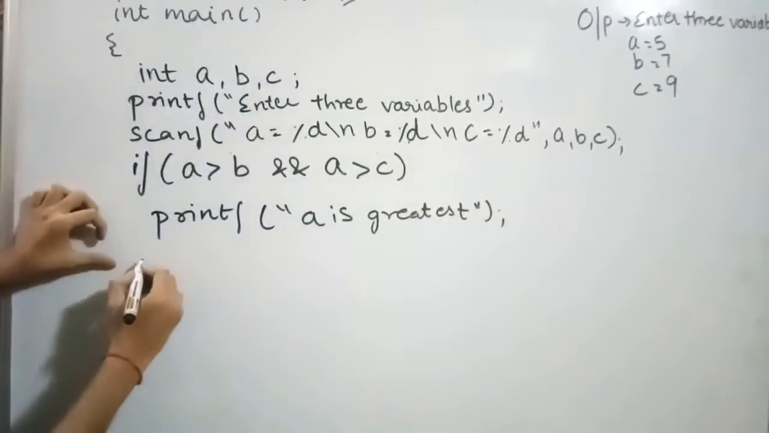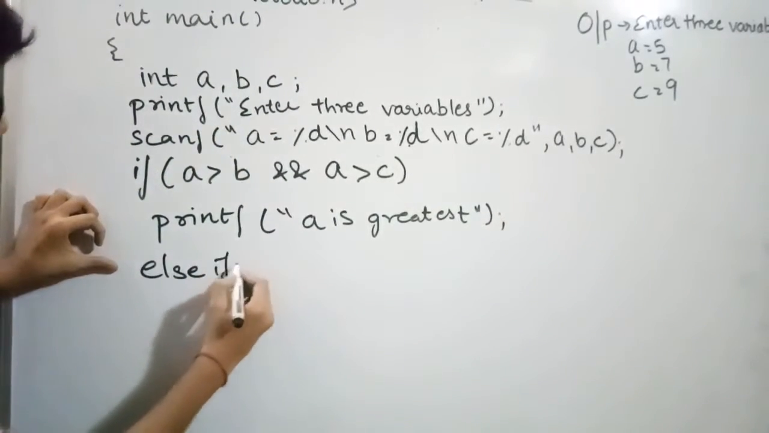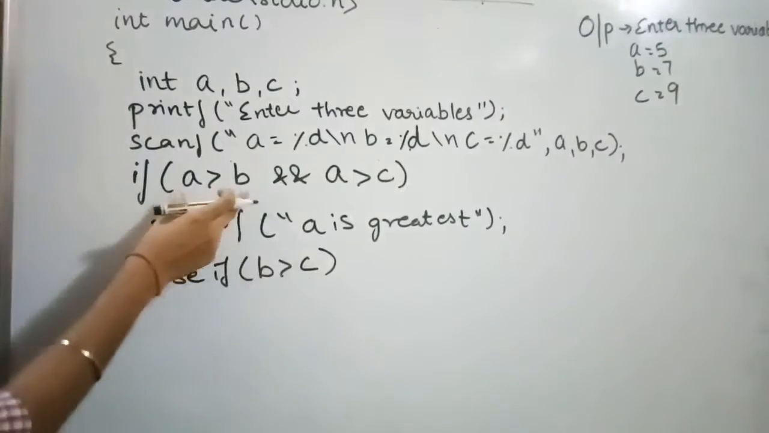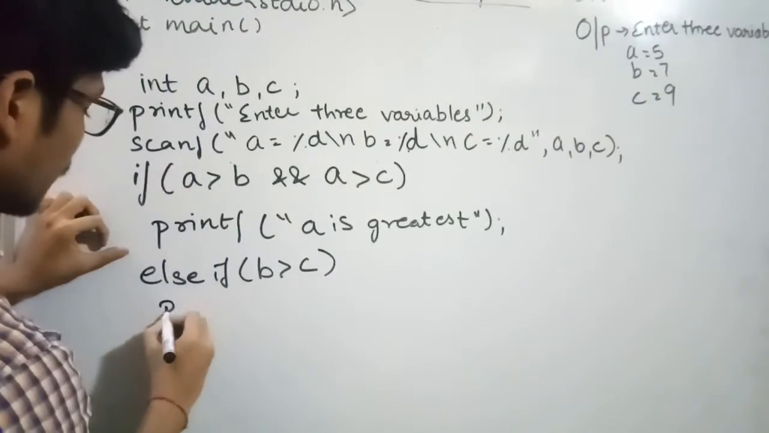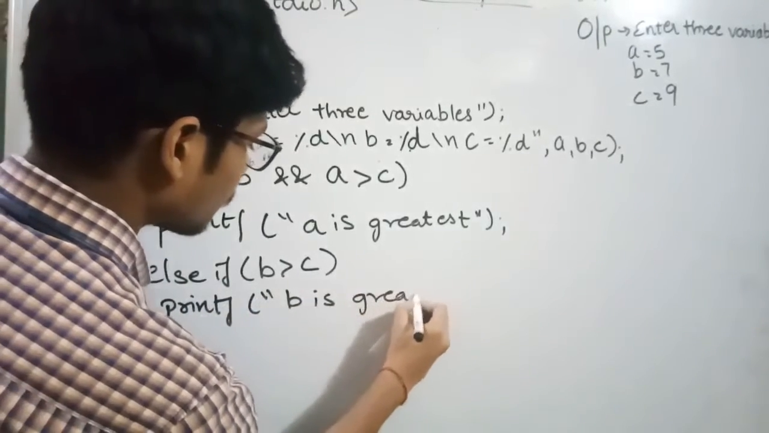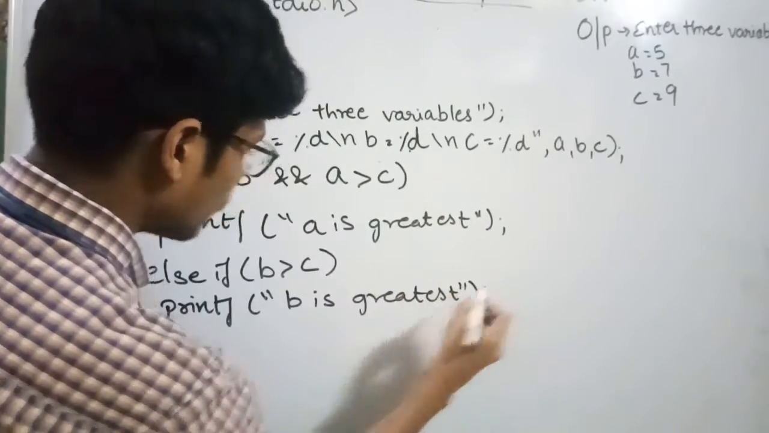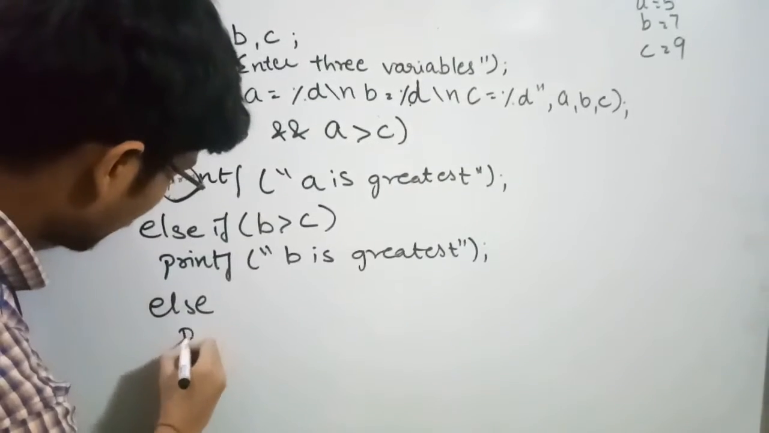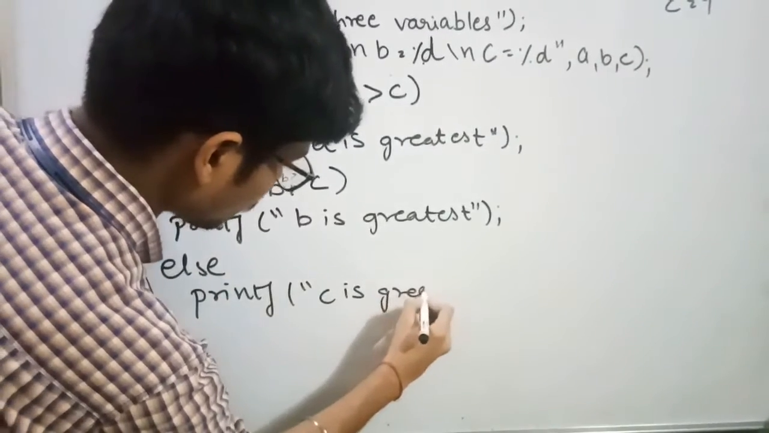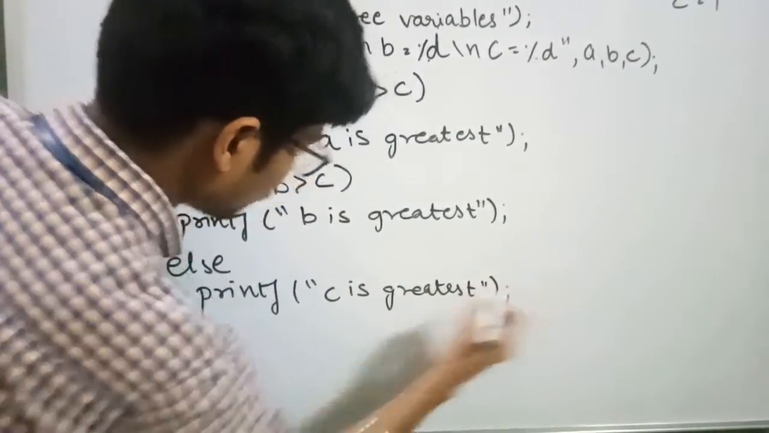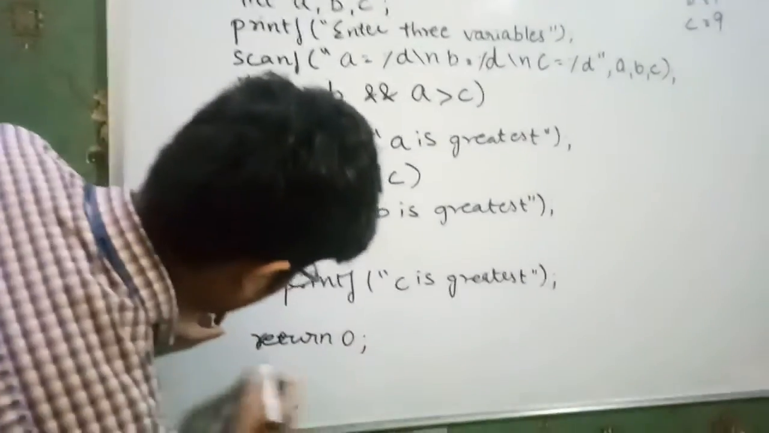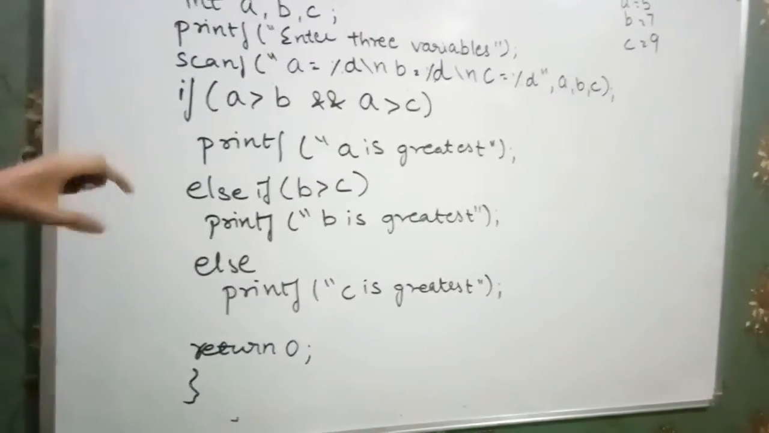For the second condition, else if b is greater than c. Why are we not taking the a and b comparison here? Because it is already being done. So printf "b is greatest", else printf "c is greatest". Now return 0, the condition is closed, the function is closed.